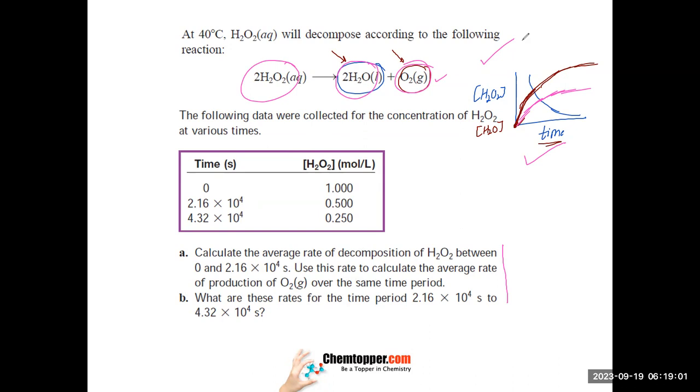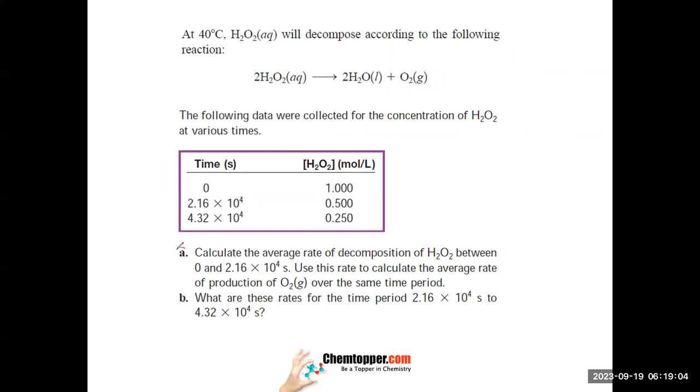Now let's see what Yusuf is saying. He's answering part A. So let's discuss. Calculate the average rate of decomposition. What is the average rate of decomposition of H2O2? Don't forget this negative sign. It's decreasing. Disappearance is H2O2 final minus initial. Hold this negative. Final is 0.500, initial is 1.00, divided by total time taken.